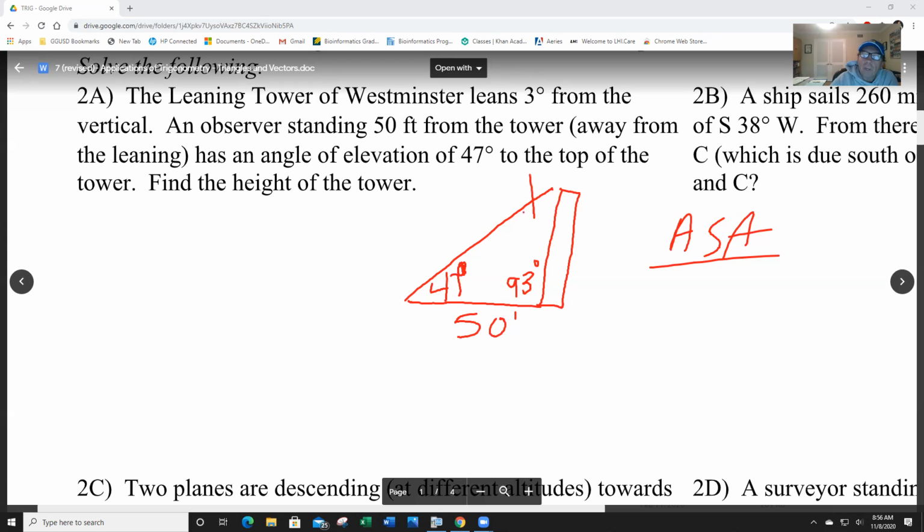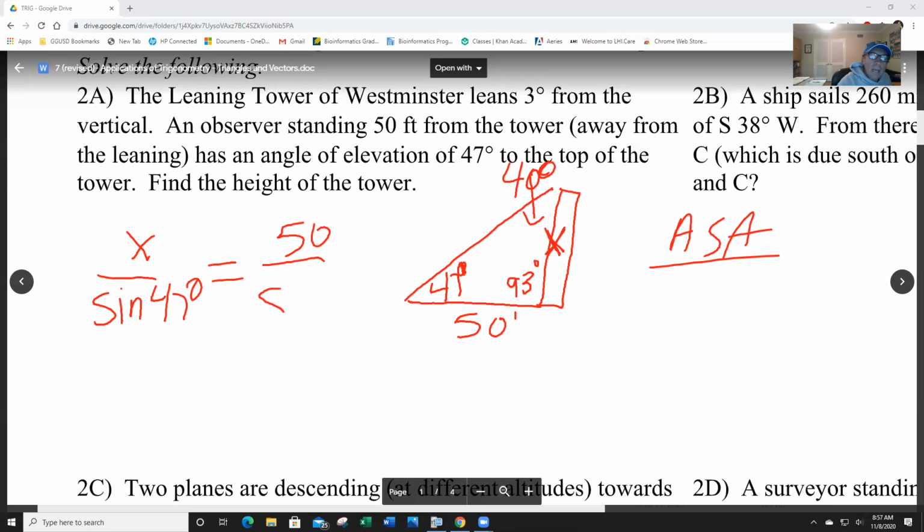So this is 40 degrees in case you wanted to know, and you're going to want to know using the 180 rule. So eventually, I'm going to try to find out the height of the tower. I'm just going to call this X for right now. We don't really have A, B, and C right here. Call that X. All right, so I know that X over the sine of 47 degrees is going to equal 50 over the sine of 40 degrees. Okay, I'm going to solve that.